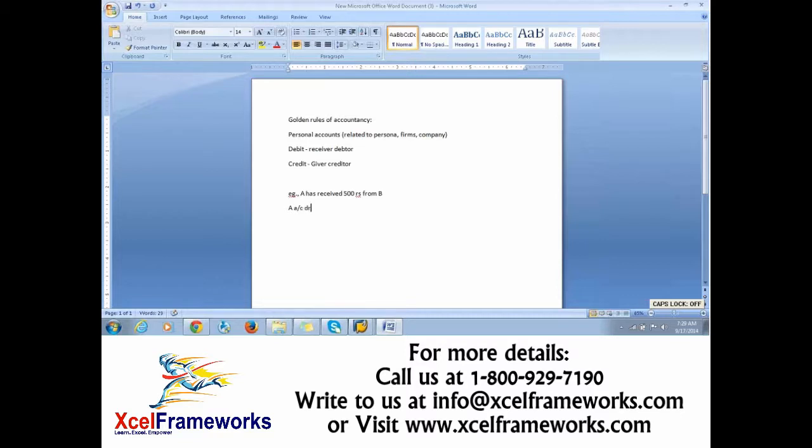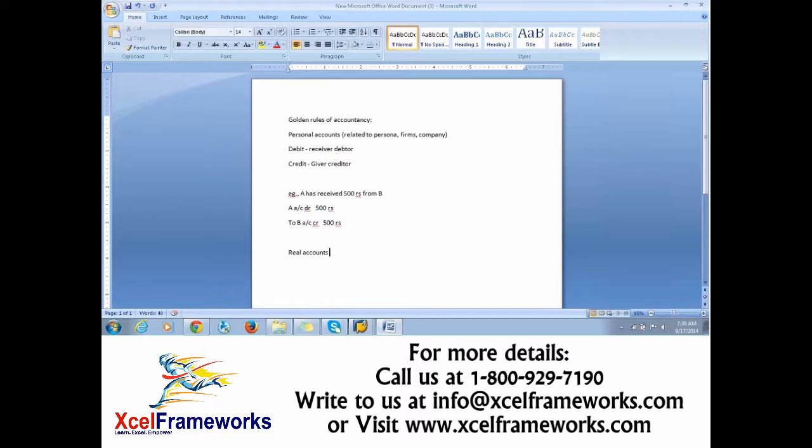A account debit, and who is giving? B is giving, right? So to B account credit. Okay, so this is how we write the journal entry. And how much is the amount here? 500 rupees. So this is called a journal entry for personal accounts. Okay, so now we come to real accounts.